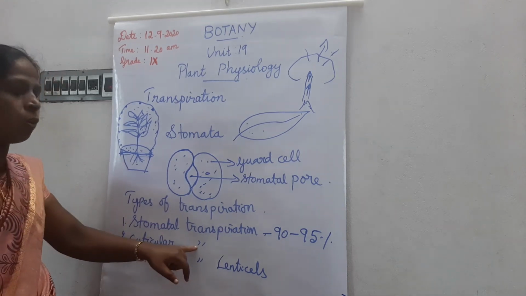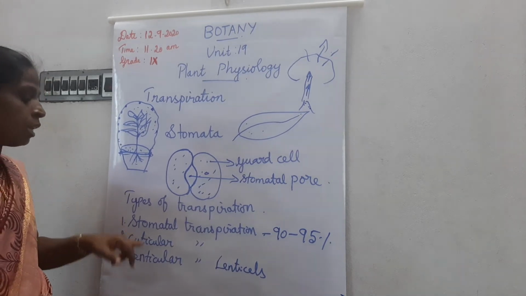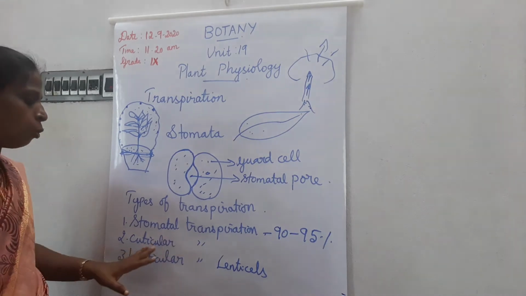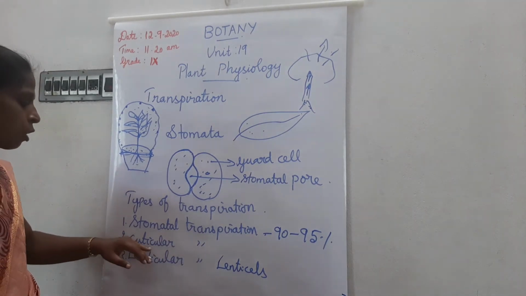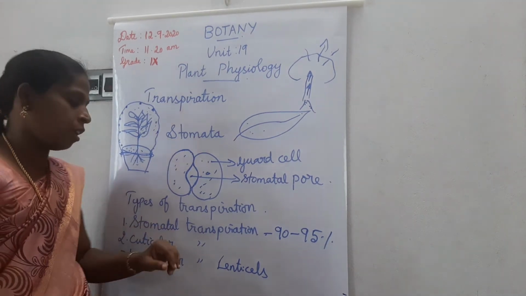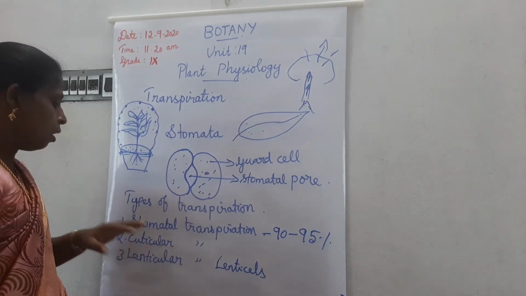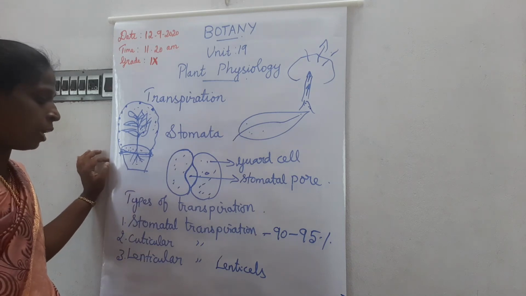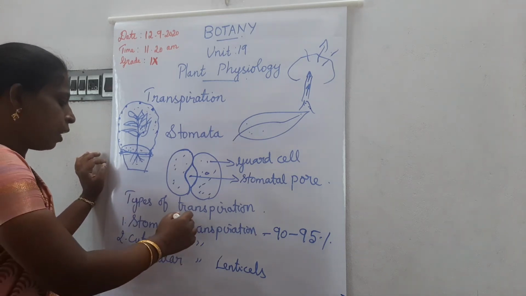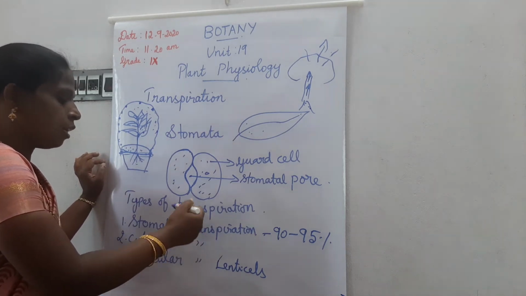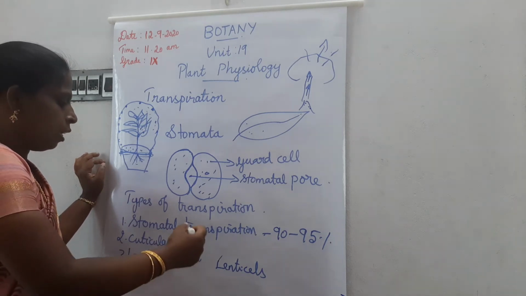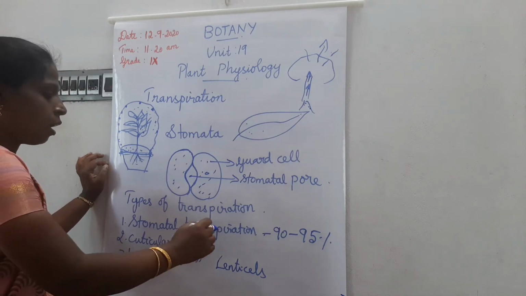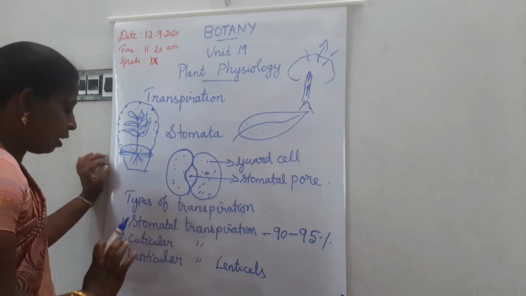Next one is cuticular transpiration. The transpiration that takes place through the cuticle is called cuticular transpiration. What is cuticle? The waxy coat present on the leaf surface is called cuticle. Through this cuticle the water may get transferred. When compared with stomatal transpiration, the amount of water transferred through the cuticle is very less.